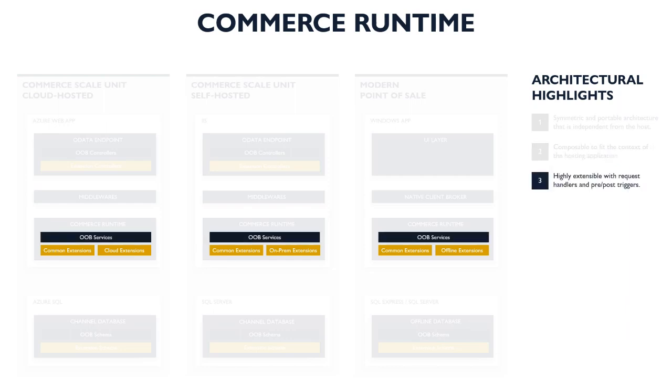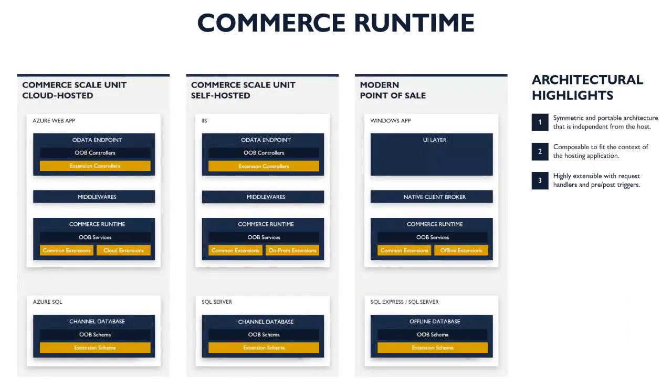And the last thing is that all the out of the box services, as I said, are fully extensible. You can do a pre-trigger, post-trigger, and also you can create an override handler, as well as create a new handler. Yeah, that's the overall big picture of the commerce scale unit extension, like how you can create an extension and then host it across different environments.